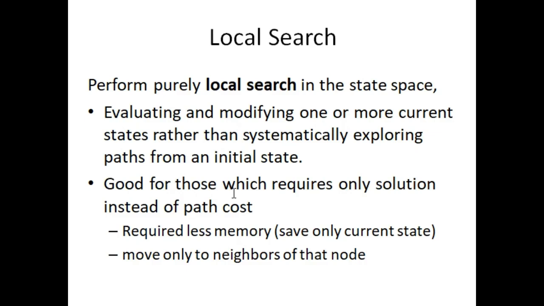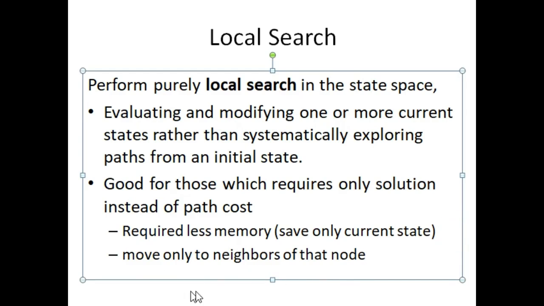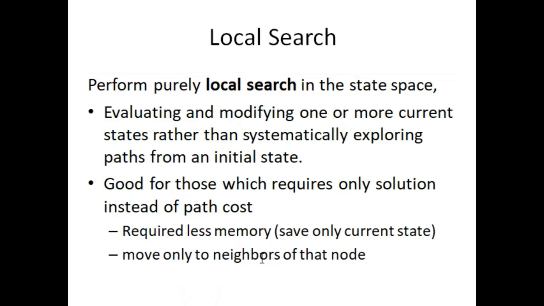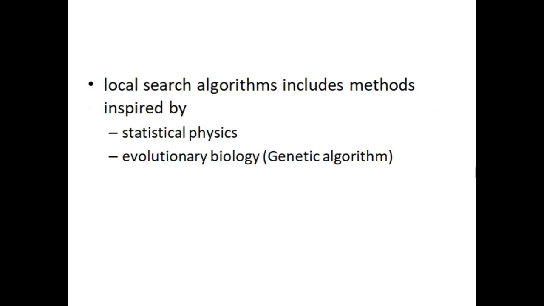To solve that problem, it evaluates only the current state, so that's why it requires less memory. Just look at this point: it moves only to neighbors of that node. So what it does is it saves only the current node, and moves toward the points among the neighbors, instead of saving the path of all the nodes.